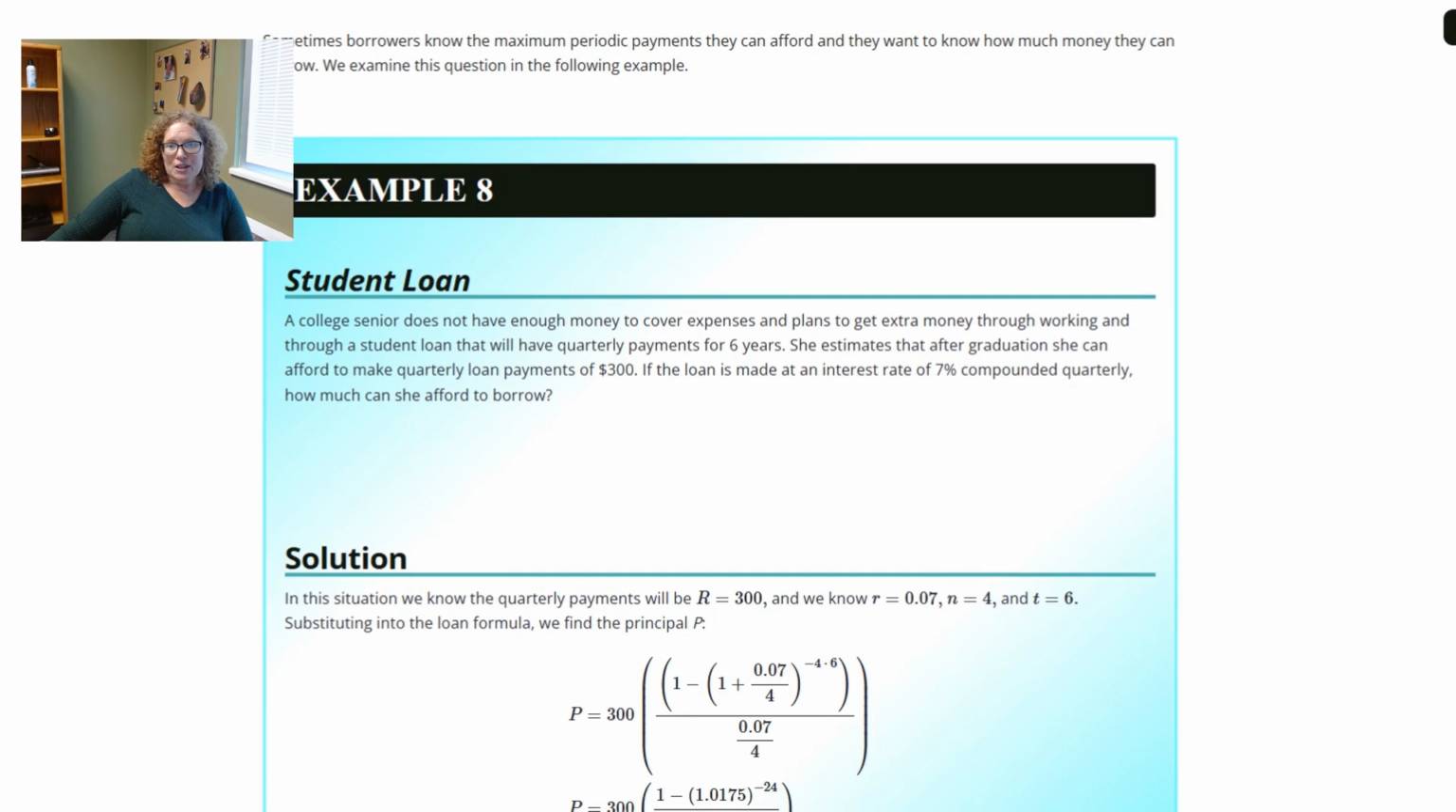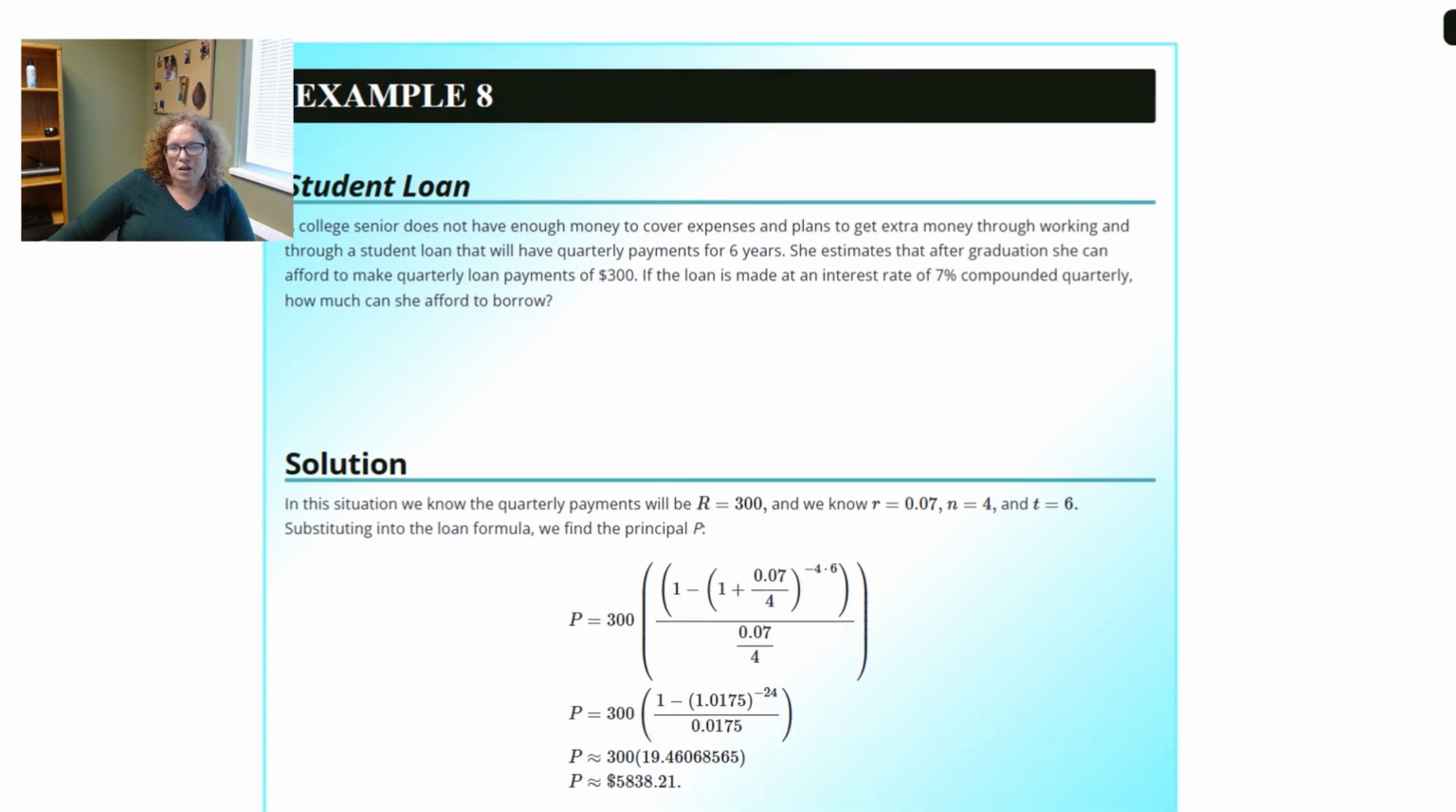So in this example, we want to know the maximum periodic payments that we can afford and how much money you can borrow. That, for example, could be for a student loan. A college senior does not have enough money to cover expenses and plans to get extra money through working and through a student loan that will have quarterly payments for 6 years.